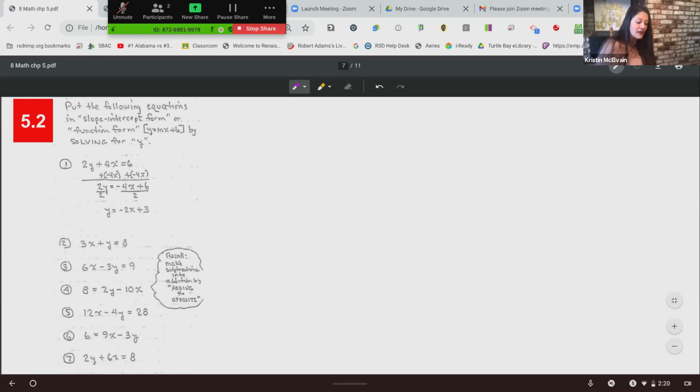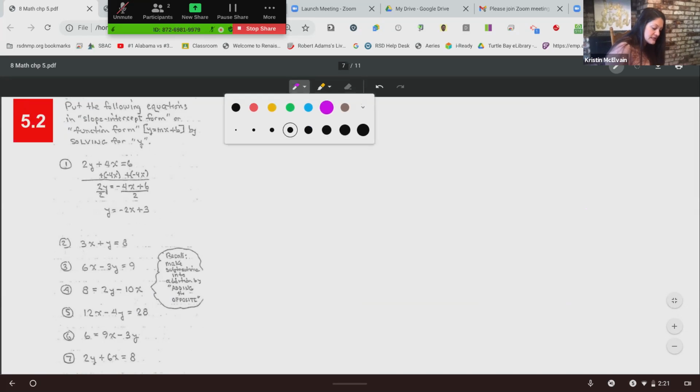It says, put the following equations in slope-intercept form. Of course, slope-intercept form or function form. And when it says function, remember it's f of x. So a function of x equals, and f of x is y, by solving for y. Okay, so of course, let's see here. Well, we'll write it big in purple. We are putting all of these into our slope-intercept form.